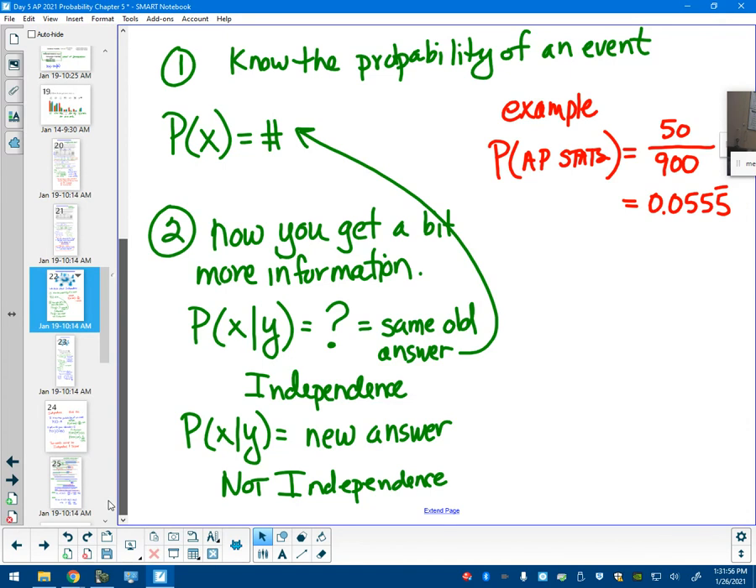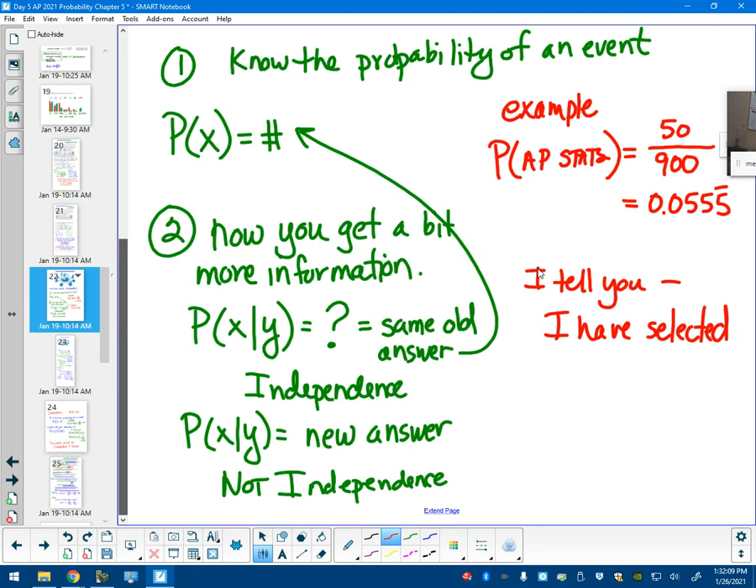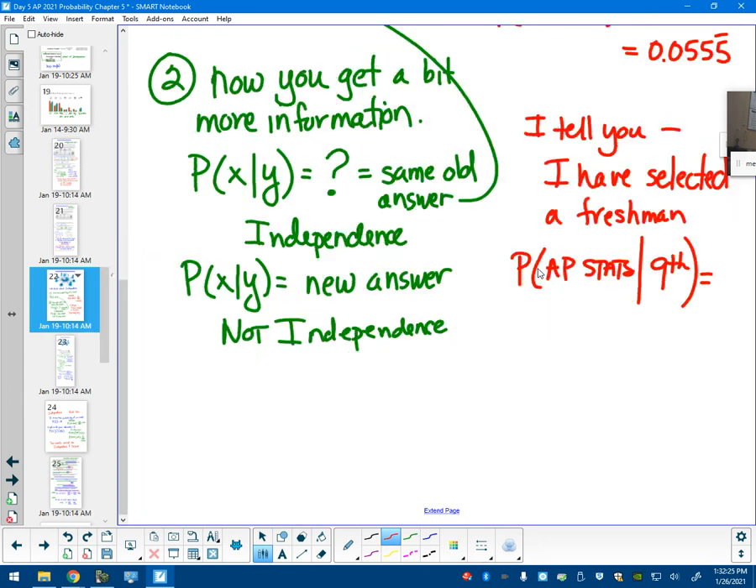All right. Now, let's do this example again. Let's suppose I tell you I have selected a freshman. What is the probability that they're taking AP Stats given that they're in 9th grade? Anybody? It's 0. I can't say sophomore because I do have 2 sophomores this year.